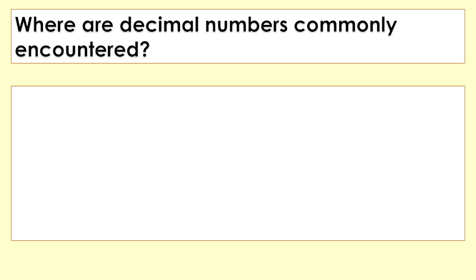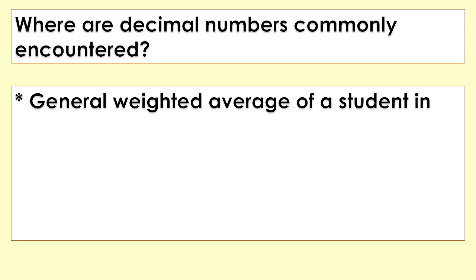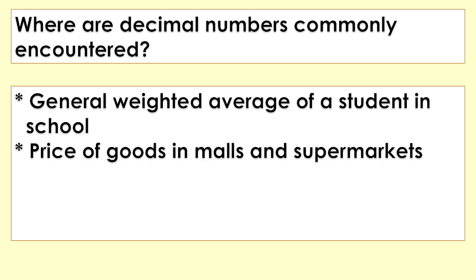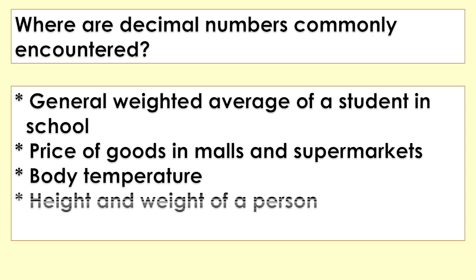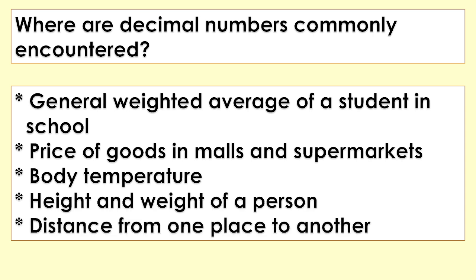Where are decimal numbers commonly encountered? Number 1, we have the general weighted average of a student in school. Number 2, price of goods in malls and supermarkets. Body temperature, height and weight of a person, and distance from one place to another.